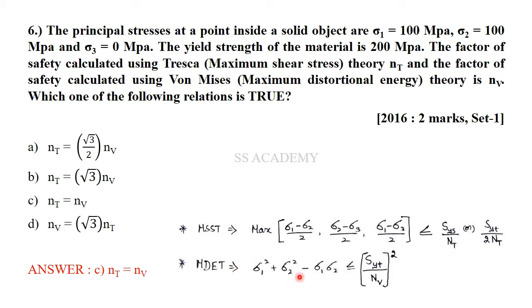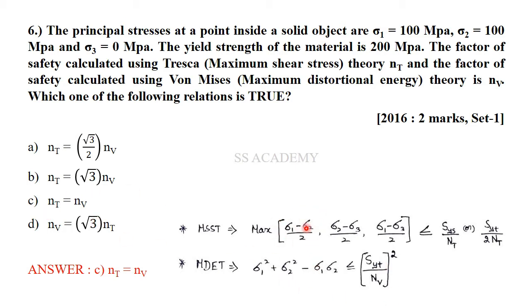Similarly, this is the biaxial state of stress failure criteria. If it is for the triaxial state, I have discussed earlier. So here, just by substituting these sigma 1 and sigma 2 values and SYT as 200, you will be getting NV, which also comes out to be 2. So NT is equal to NV.